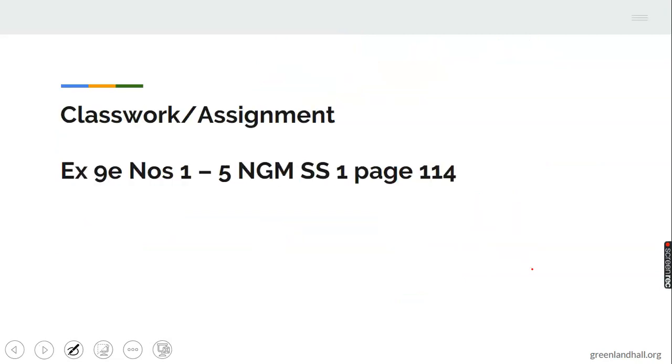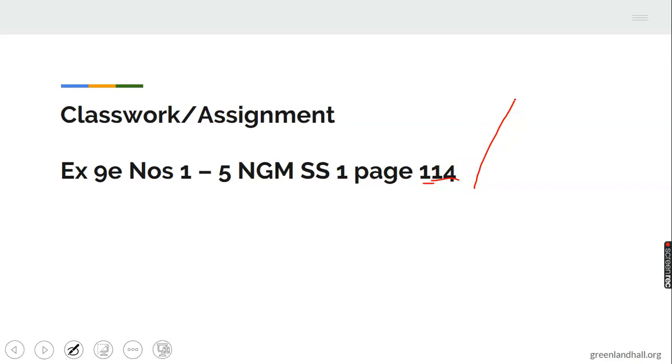Now I'm giving this one as classwork slash assignment. Exercise 9E, number 1 to number 5, New General Mathematics SS1, on page 114.